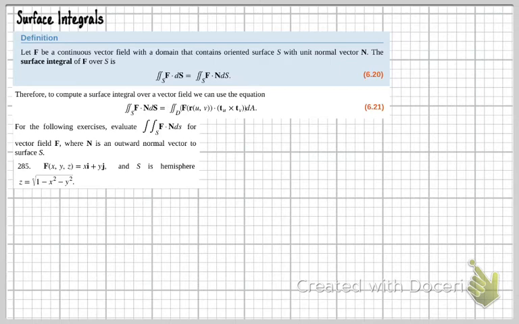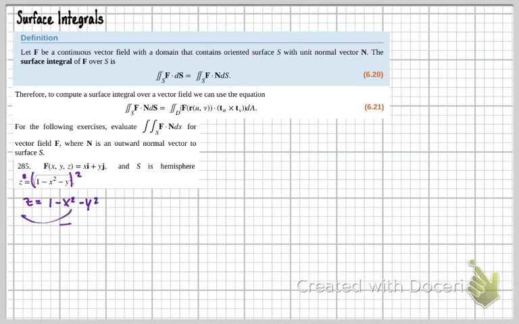And then 285 says this, F(x,y,z) equals x i plus y j. And S is the hemisphere z equals the square root of 1 minus x squared minus y squared. So the first thing I see here is when I'm dealing with this surface, I want to parameterize it, so I want to get this r(u,v) for it. So what I see here is if I square both sides, I'm going to get z squared equals 1 minus x squared minus y squared.